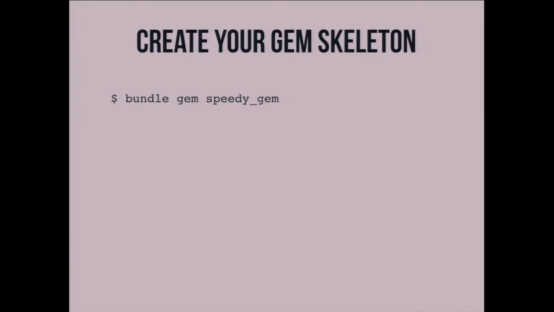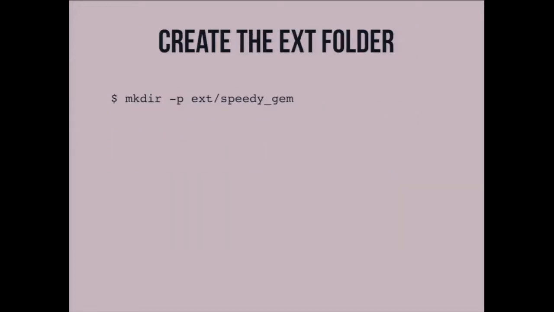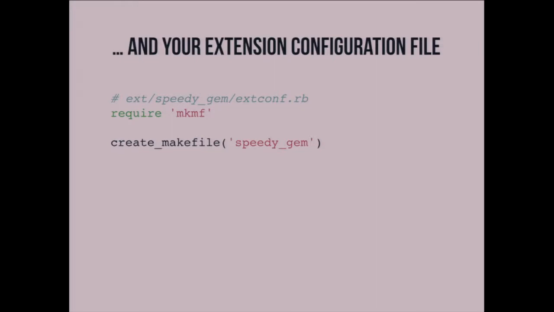Because what we do with C extensions involves a bit more than your standard gems, we need to add a few extra rake tasks. So the rake-compiler gem includes all the clean and compile tasks that you need to get your gem built and running. And these are just a few lines that you have to add, so that's simple enough. You create an ext folder, which is where your C code lives. This will be created at the root of your gem folder. And you finally create your extension configuration file.